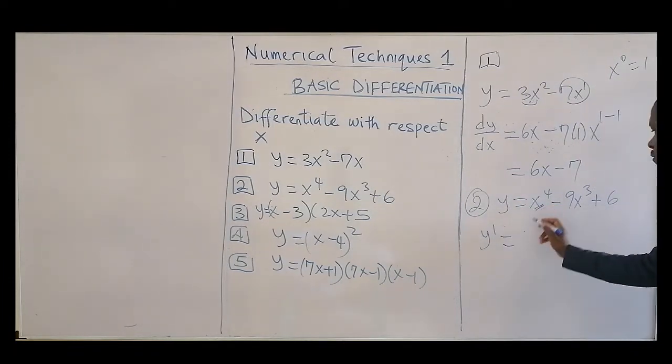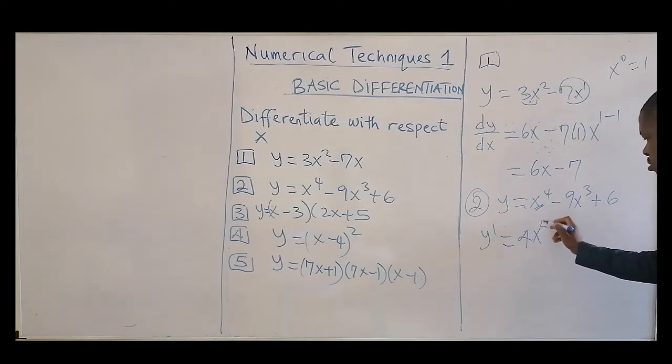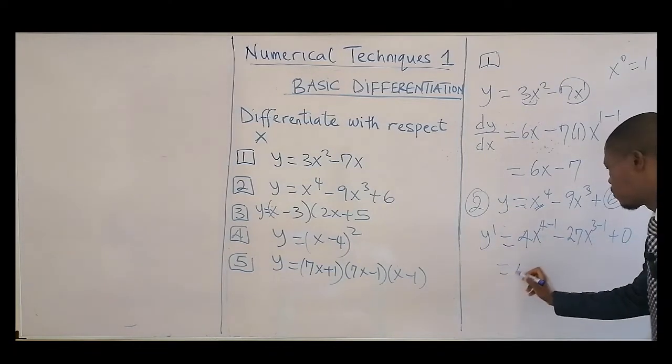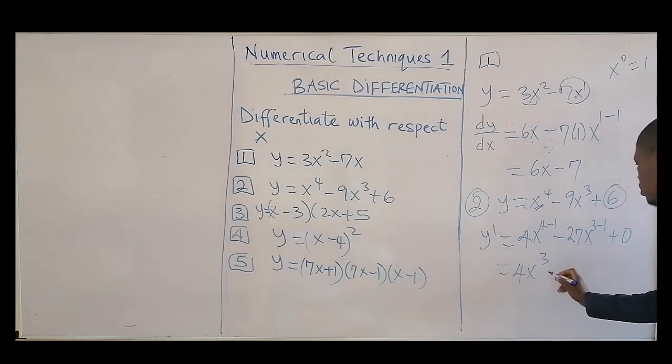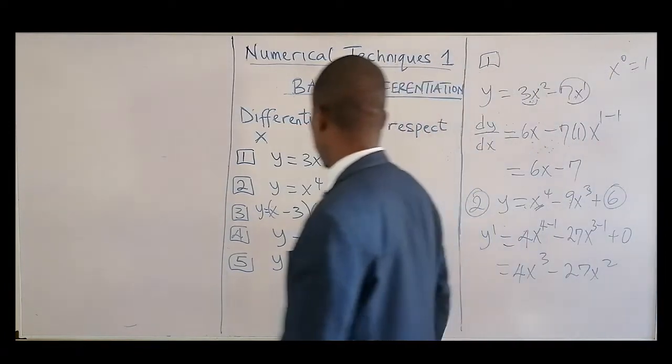The derivative of this will be 4 will come to the front, then you have x to the power 4, then minus 1. The same thing also, this one will come to the front, that's 9 times 3, that's 27, then write the expression, then minus 1. When you have a constant, that's 0. So this will be equal to 4x^3 minus 27x squared.